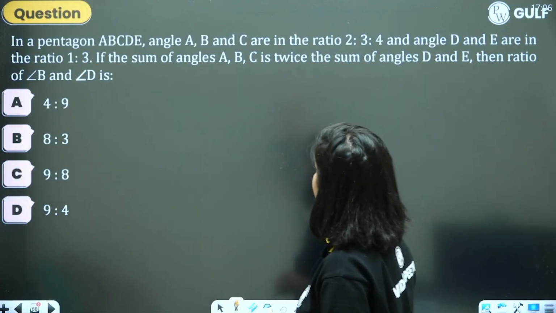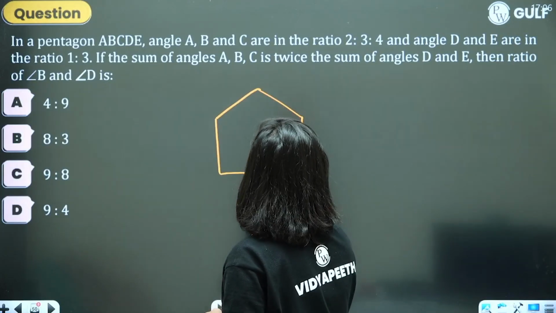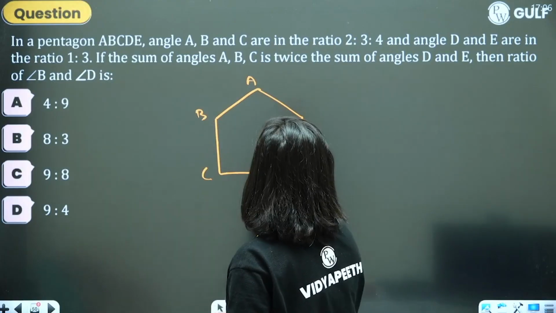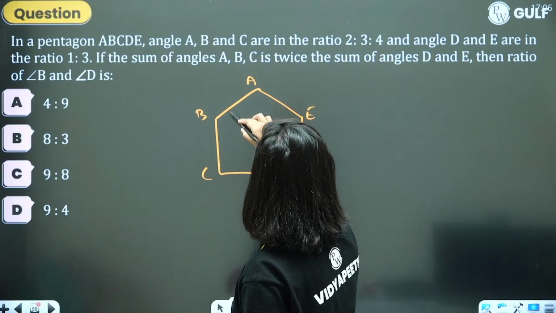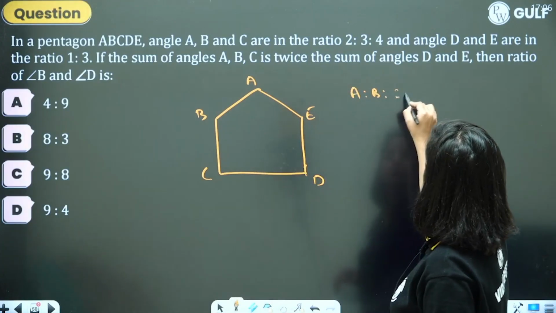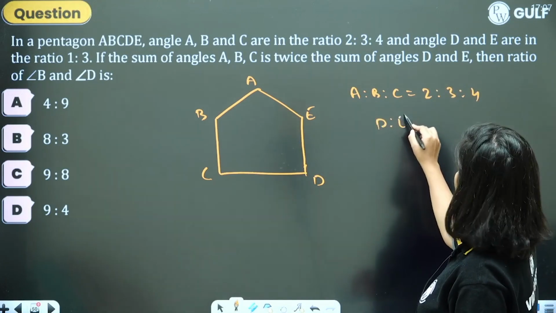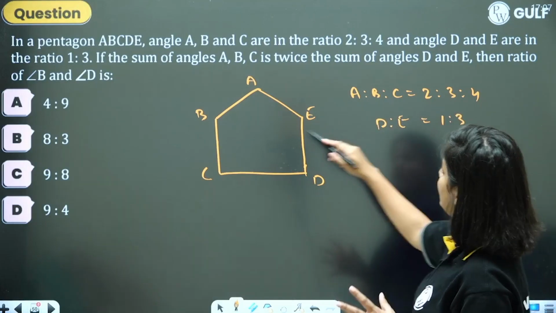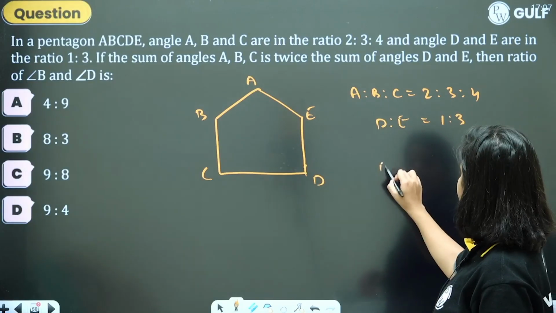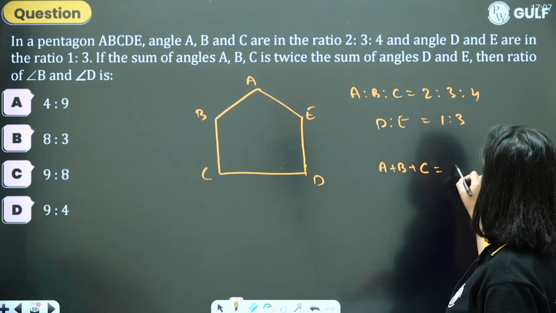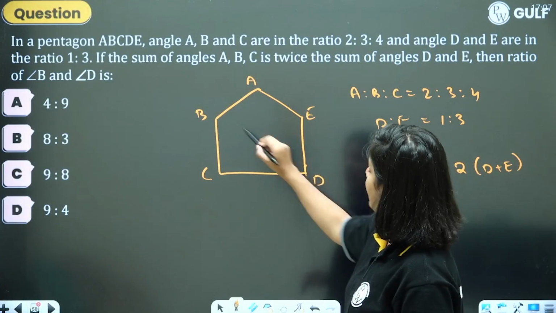In a pentagon ABCDE, angles A, B, C are in the ratio 2:3:4, and angles D and E are in the ratio 1:3. The sum of angles A, B, C is twice the sum of angles D and E. Okay, let's quickly draw a pentagon ABCDE. A plus B plus C will be twice D plus E. Then the ratio of angle B and D is what?